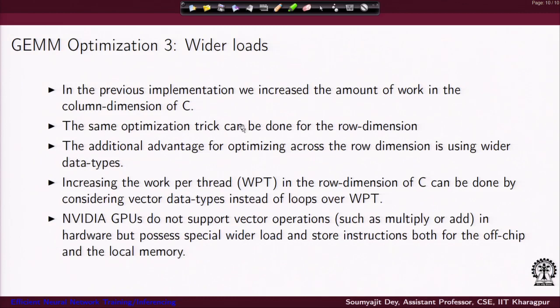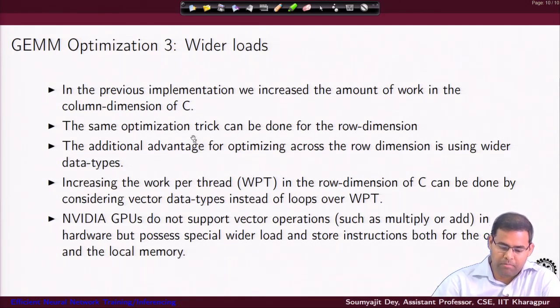Why do we say it is the column dimension? Because when we are giving the examples, we are talking in terms of rows, but since it is basically in the column major format, whatever is the row dimension of the mathematical matrix is actually the column dimension there, right. Now, we can just apply the same optimization trick for the other dimension, right.